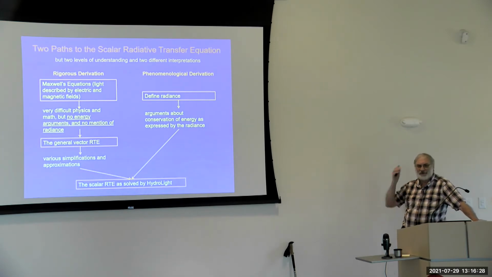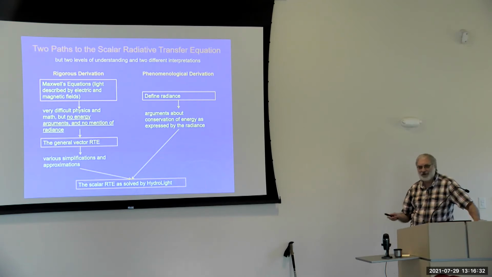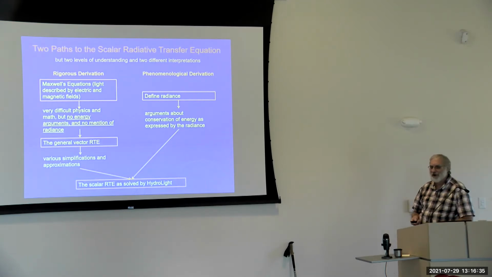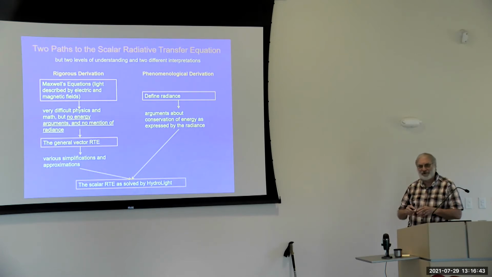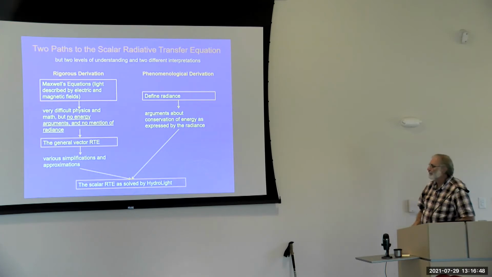And the math and the physics was so complicated that nobody was able to do it until Mischenko and a couple of his coworkers, who finally about 10 years ago showed how to start with Maxwell's equations and end up with what we want. So now radiative transfer theory is a full-blown legitimate subset of physics.